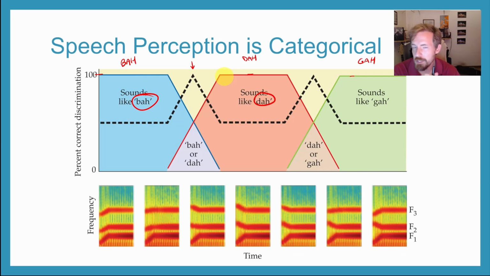Maybe they would hear ba-da or da-ba or something like that. But that's not what happens. What actually happens is that people will only hear ba or they'll only hear da. So they only hear one or the other. And that's what categorical speech perception is.